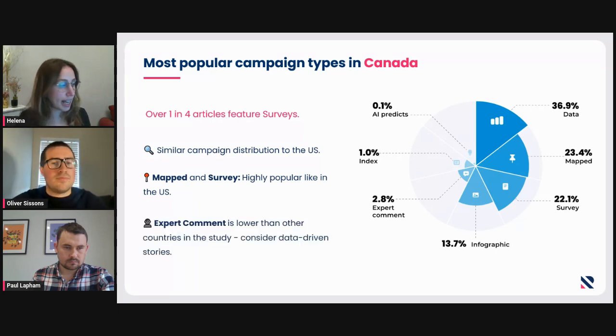The difference, though, is that in the UK, expert comment is really popular. In Canada, it had the lowest percentage among all countries. So it's a good way to reinforce how important data-driven stories are in Canada.